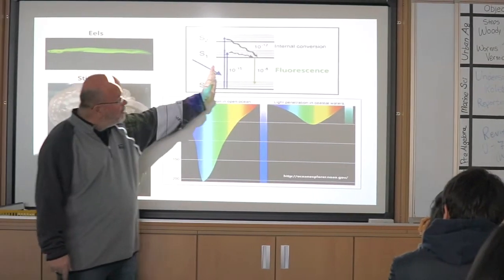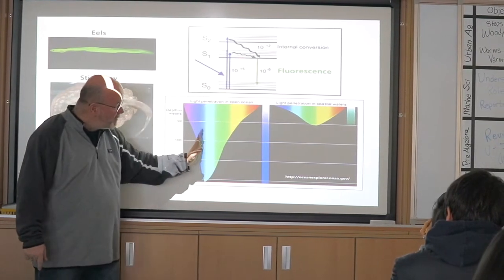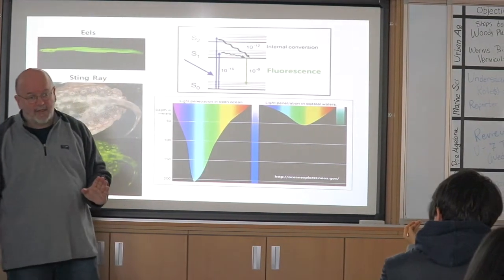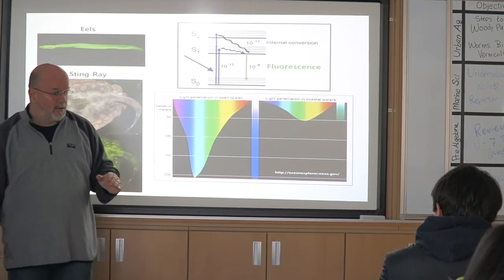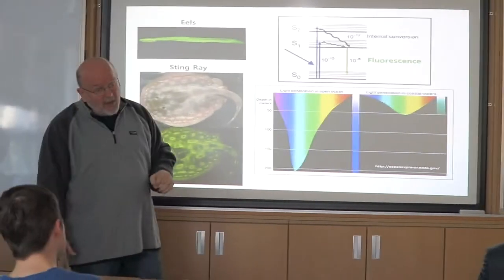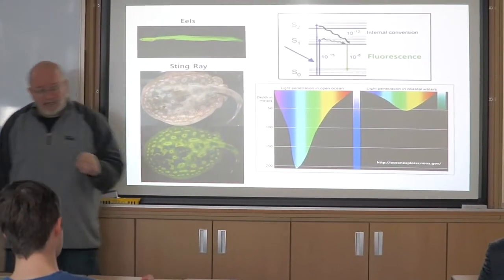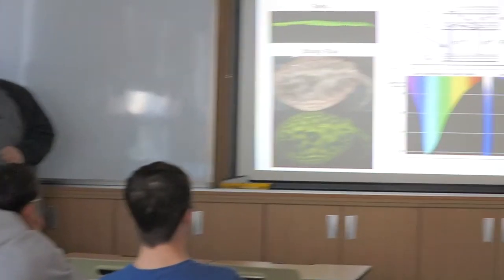So when you go from blue to green, what happens with the fluorescence? What happens with the light intensity? Not intensity, light energy. It's decreasing. So some energy is lost, and that's called fluorescence.